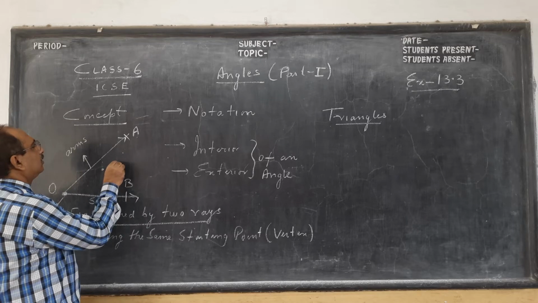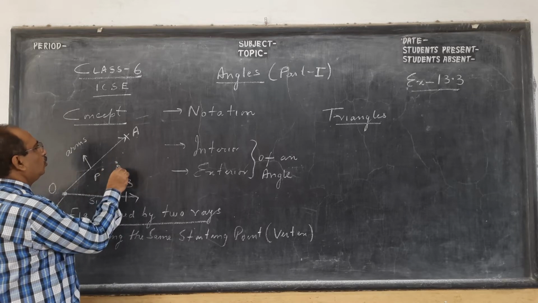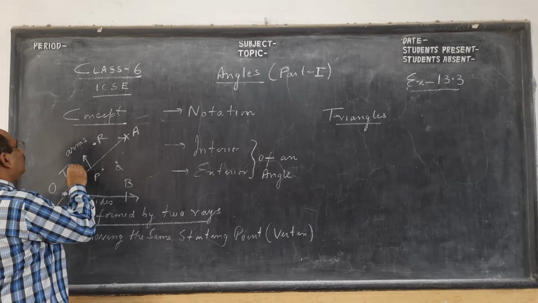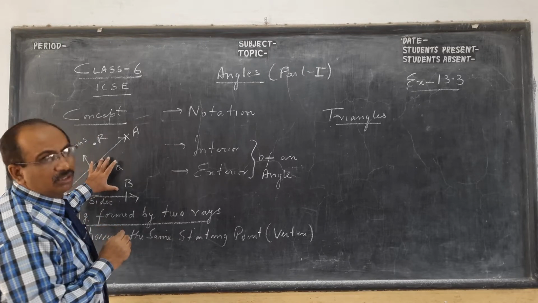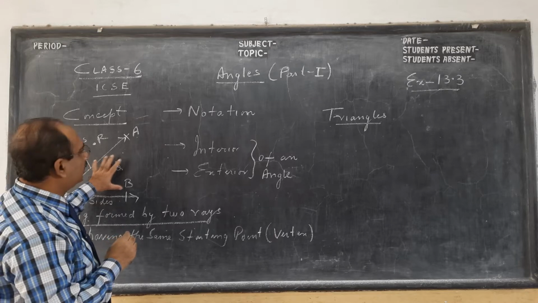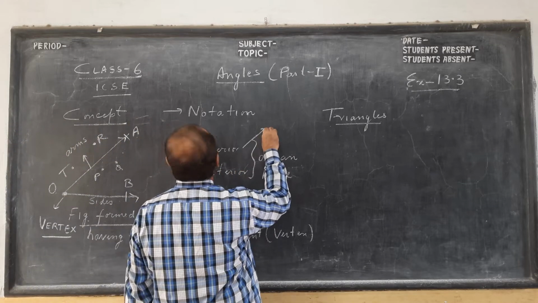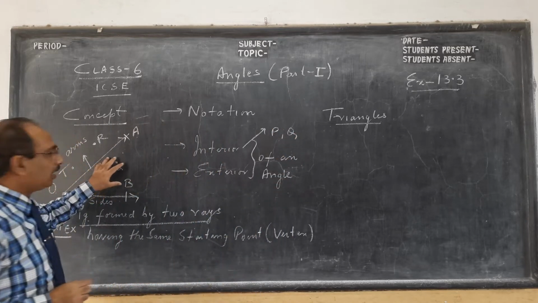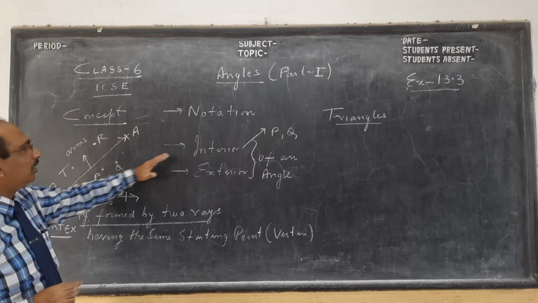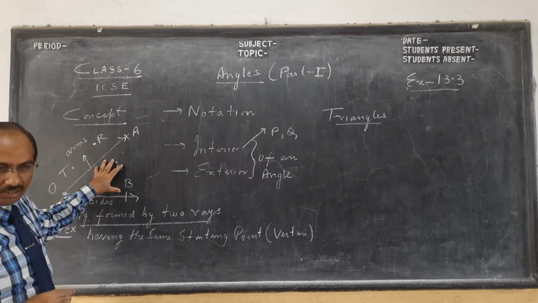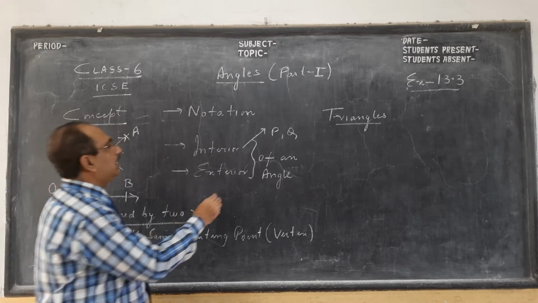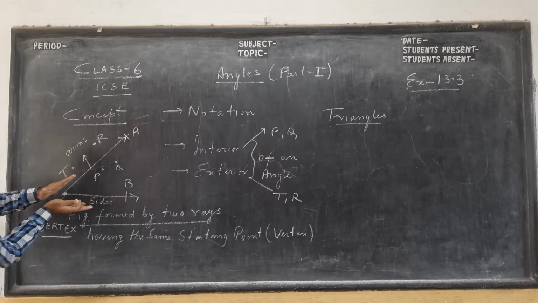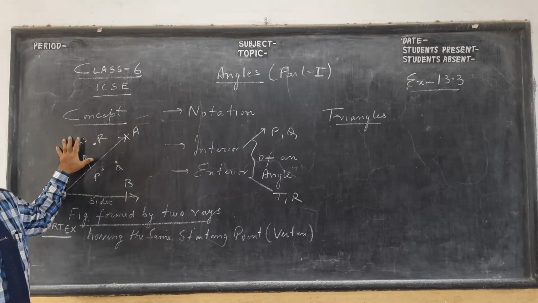Suppose there are points P, Q, and R, T. If the points are within the two arms, then they are in the interior. Here I've got point P and point Q, they are inside the two arms, so it's called the interior of an angle. Exterior means outside. T and R are outside these two rays, so they are called the exterior of an angle.